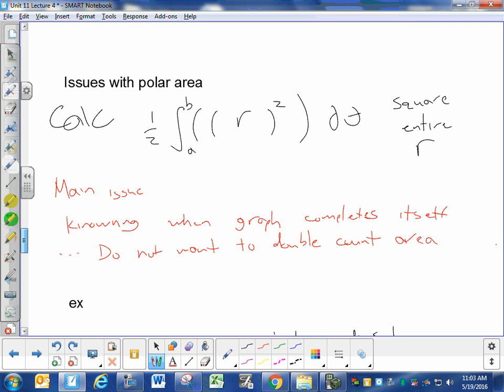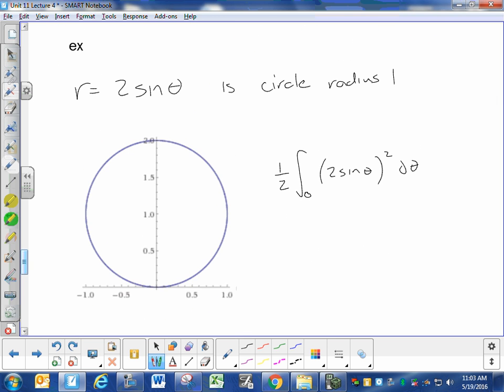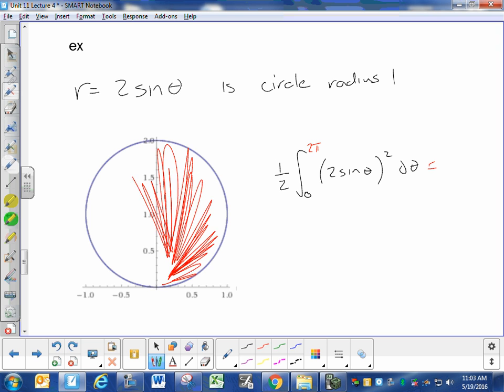Here's a perfect example of that. Here is 2 sine theta. It's a circle of radius 1. Now, if I use the formula, 1/2 r squared d theta, well, it looks like we're going around the entire circle. I go from 0 to, looks like 2 pi. I'm going to put 2 pi here. Go ahead and type this into your calculator and figure out what that area is. So we're talking about the area of this entire circle, going out like that. Okay?